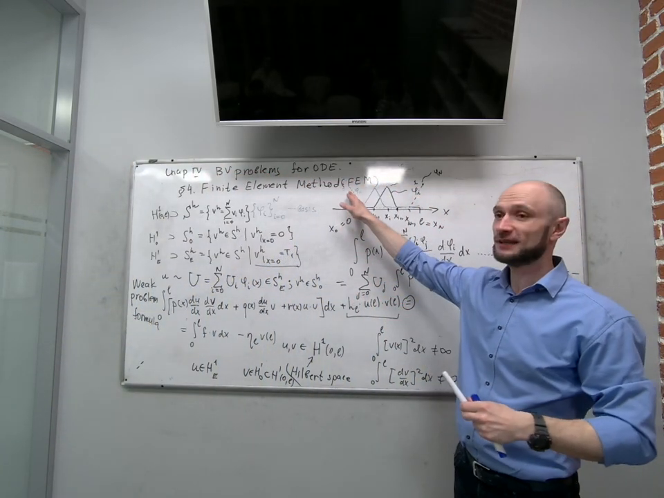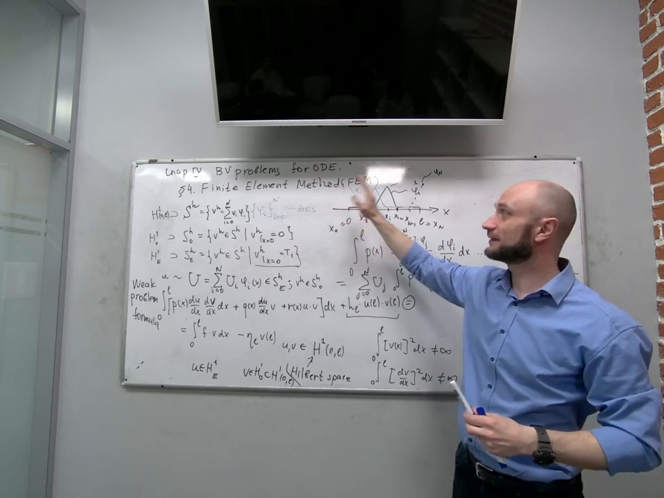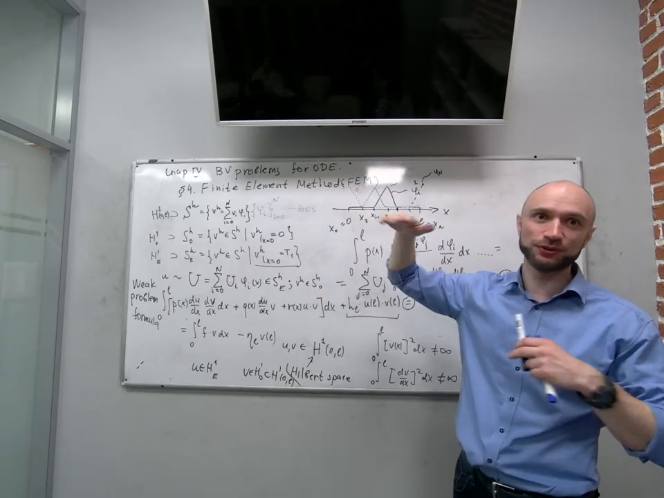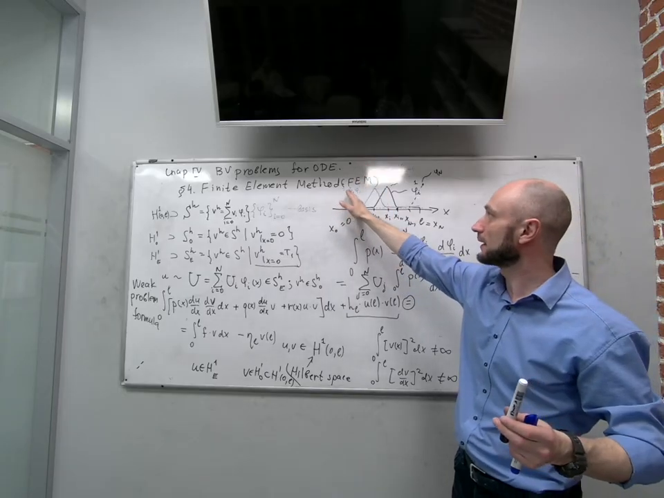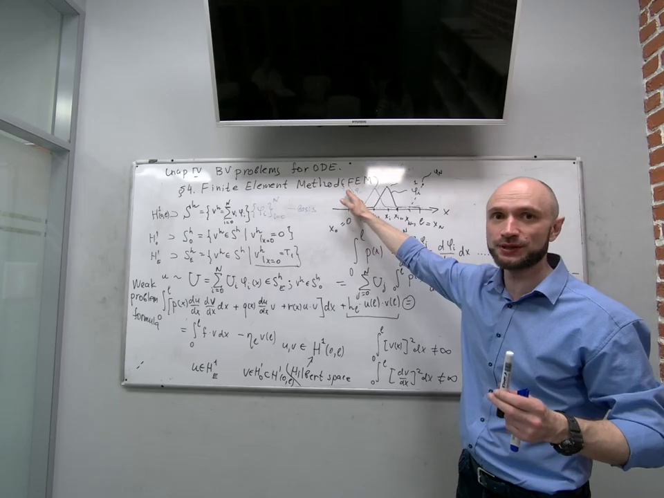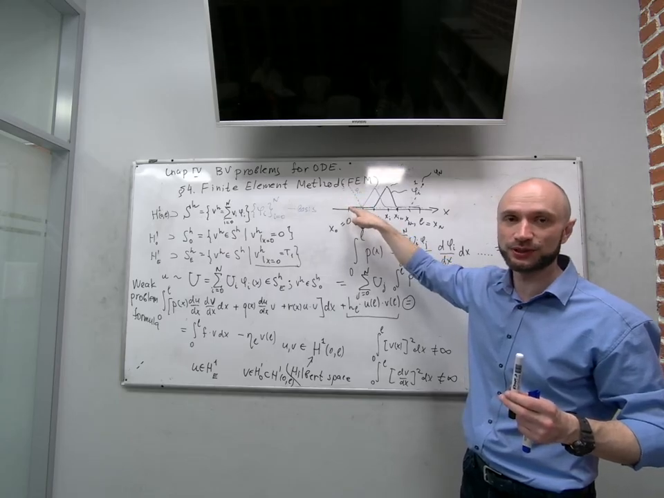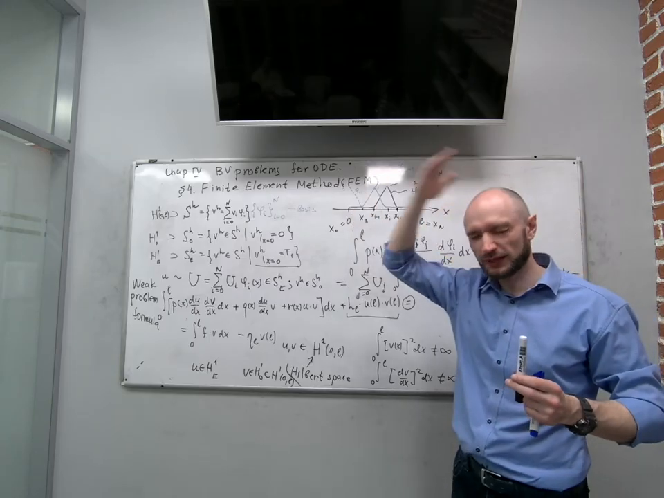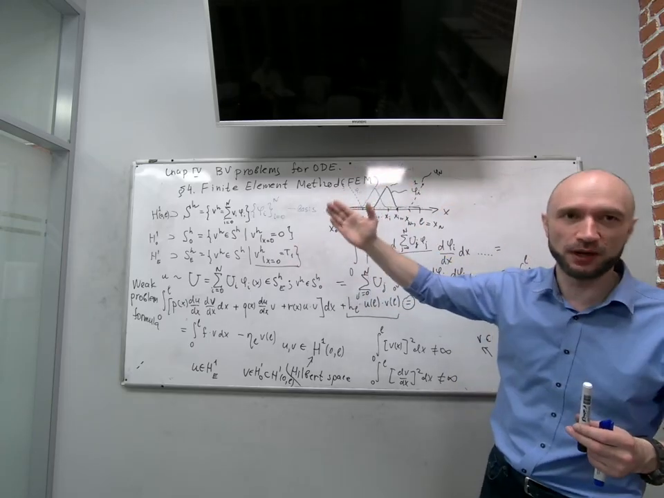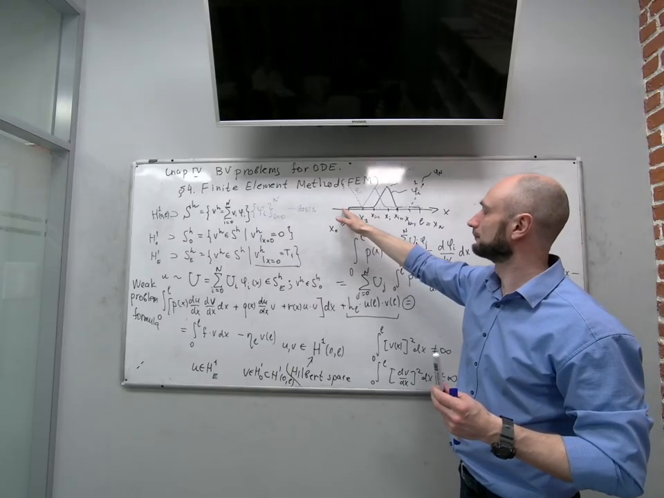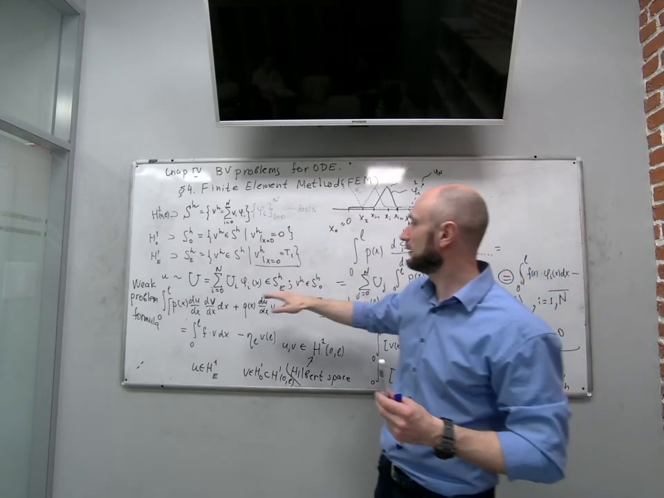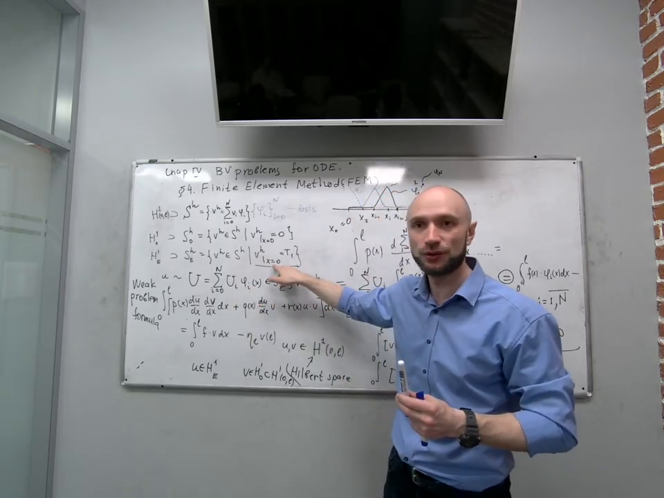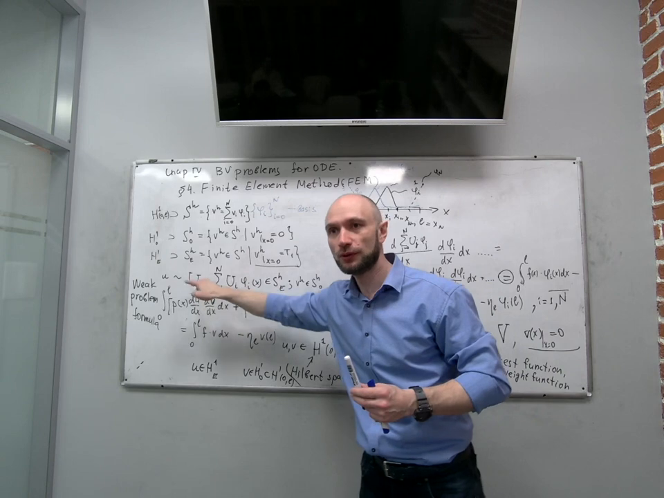Function phi is already defined. The functions phi are all defined already. We don't change them, we don't request anything from them. Okay? Phi 0 is equal to 1 at this point, the left point of our domain, right? That's why we can satisfy this condition for our function u.